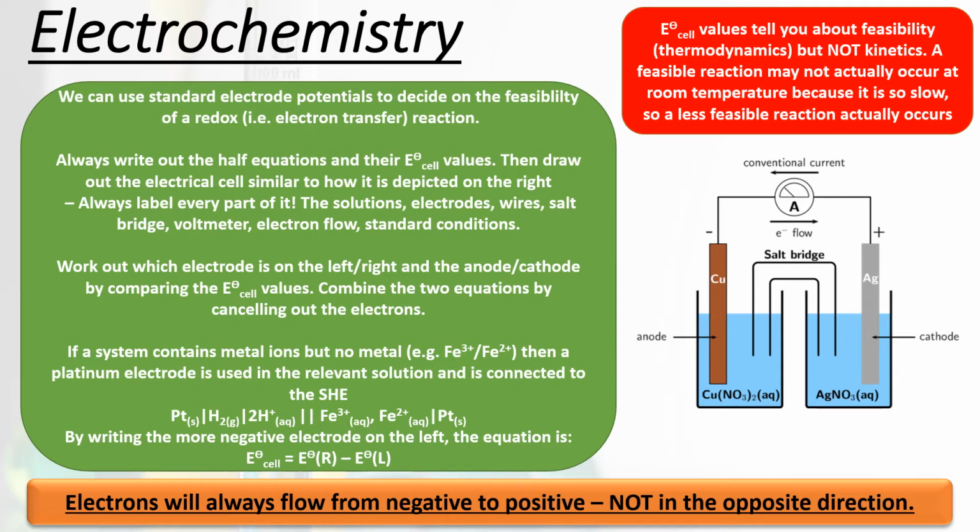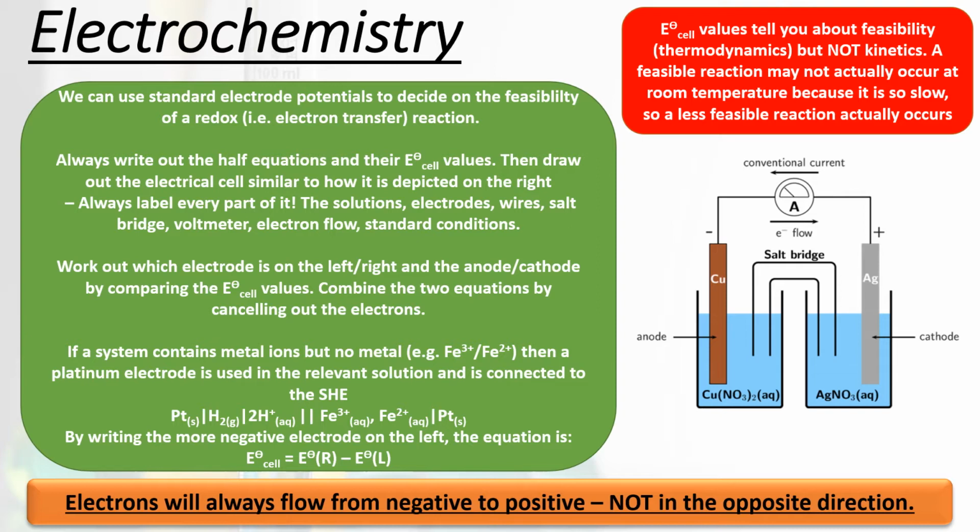So we need to work out which electrode is on the left, which is our anode, and which electrode is on the right, which is our cathode. And we do this by comparing the E-cell values. We saw this again in the previous video of this series. The more negative E-cell value is the one that is more likely to be oxidized, more likely to lose the electrons, the better reducing agent. And so that one goes on the left, that is our anode. The one with the more positive E-cell value is more likely to be reduced, and that goes on the right, that's our cathode. We then combine our equations by cancelling out the electrons, and then we can calculate, as we saw in the last video, a standard cell potential by doing the right minus the left of those E-cell values.